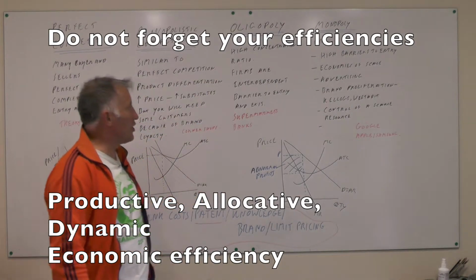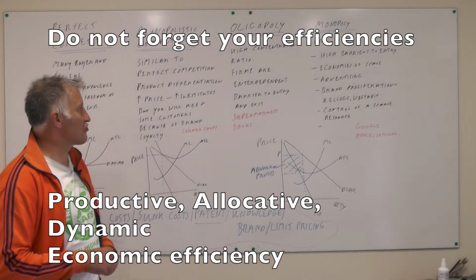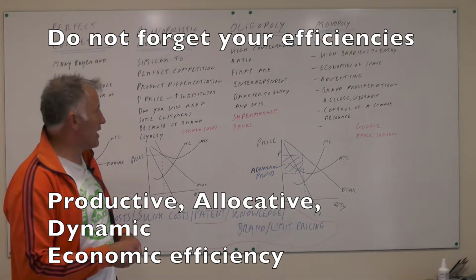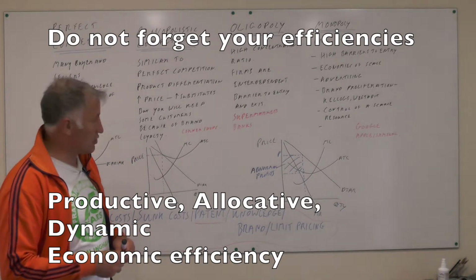We move on to oligopoly. Oligopoly has a high concentration ratio, 3 or 4 firms in the industry. They are all interdependent. They all compete with each other. Now, I believe actually that with supermarkets and with banks, there is competition in those industries.